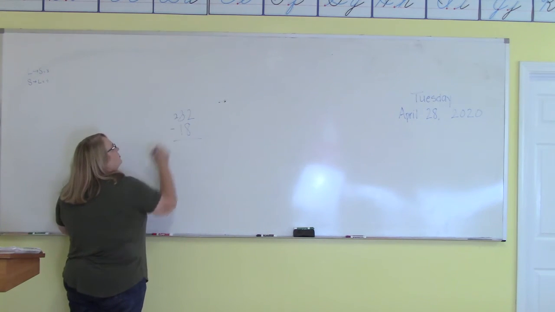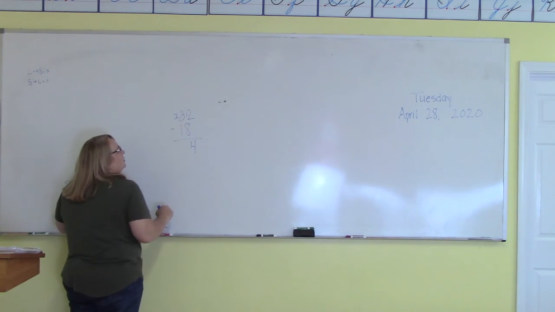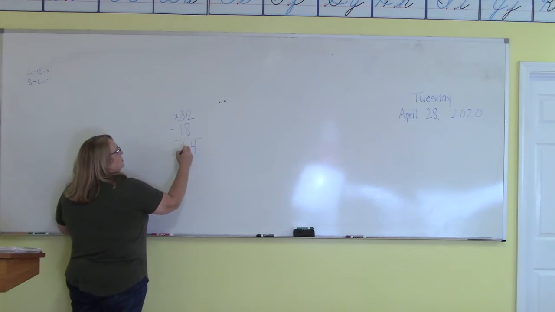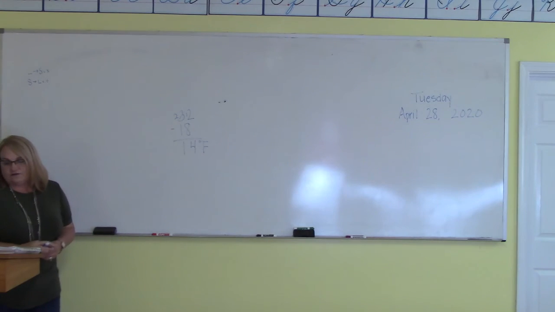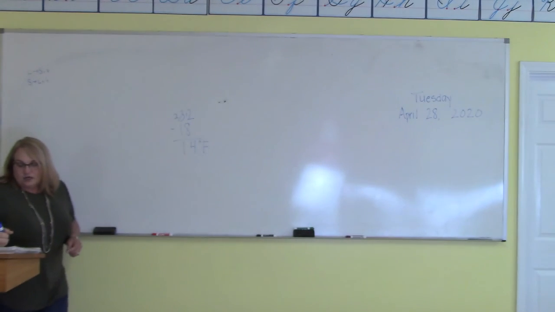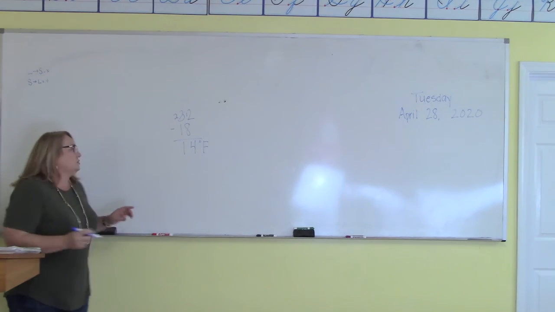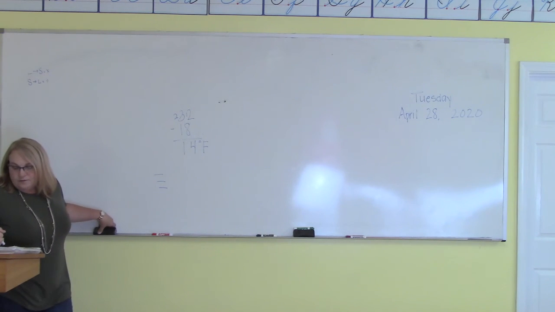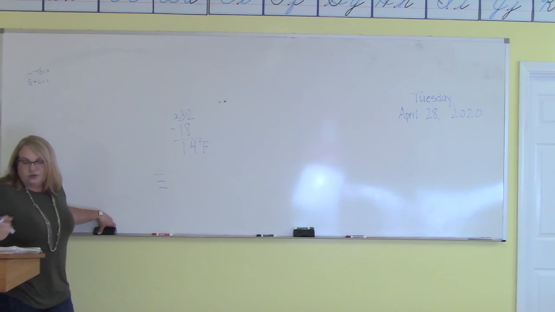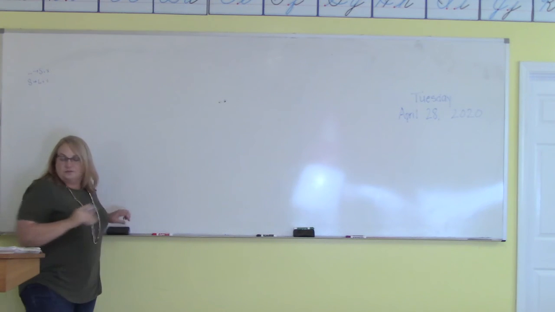You can't take 8 if you only have 2. Go next door, borrow 1, and bring it back. 12 minus 8 is 4. 2 minus 1 is 1. We're talking Fahrenheit, so 14 degrees Fahrenheit. So on your thermometer, each tick mark, which is each line, like this on the thermometer, is 2 degrees. So you'll start at 10 and count up to 14 degrees Fahrenheit and shade it in.